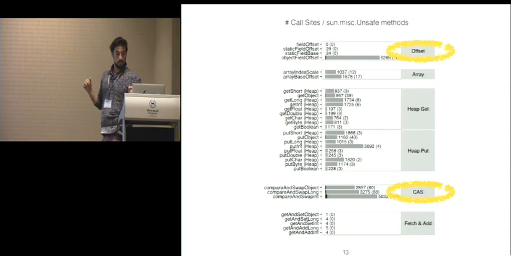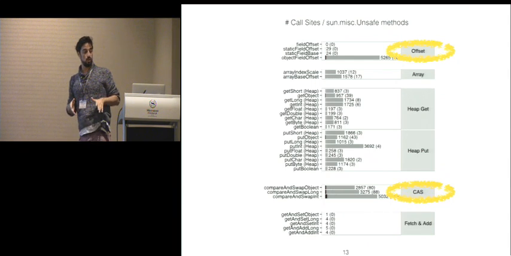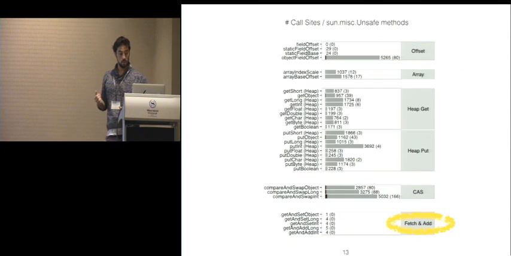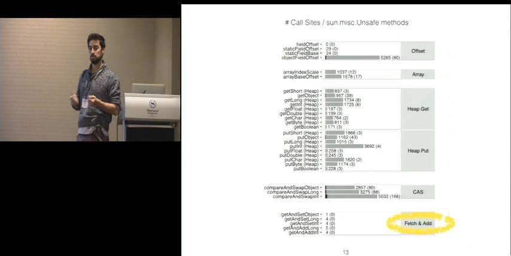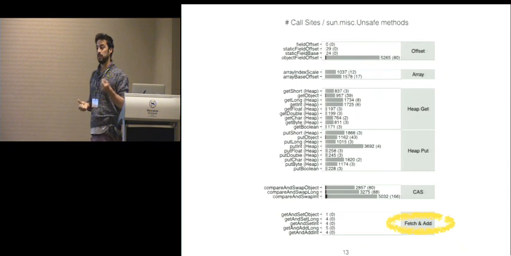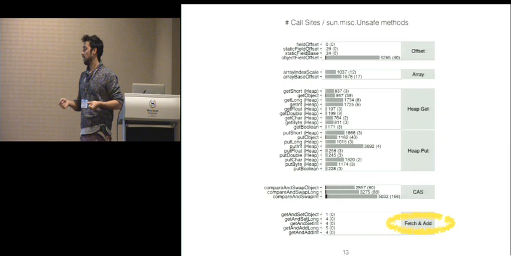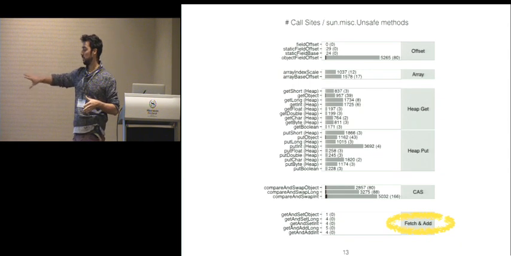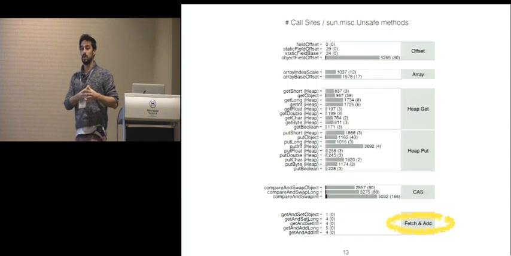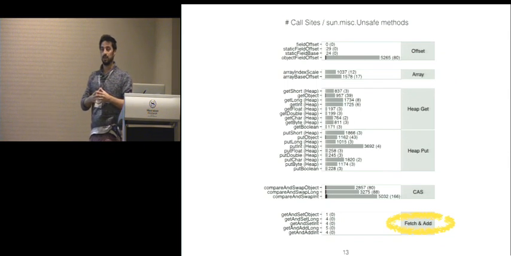So, as I mentioned a bit before, now we know that the offset and the CAS groups are the most heavily used. But on the other side, the fetch-and-add group doesn't look like that many people are using it. But the reason why is because fetch-and-add was added recently to the JDK. So, in fact, even though there is almost no use of this group, we can see that people are looking at Unsafe and they want to use it. They want to do something. They need to do something. They need Unsafe.